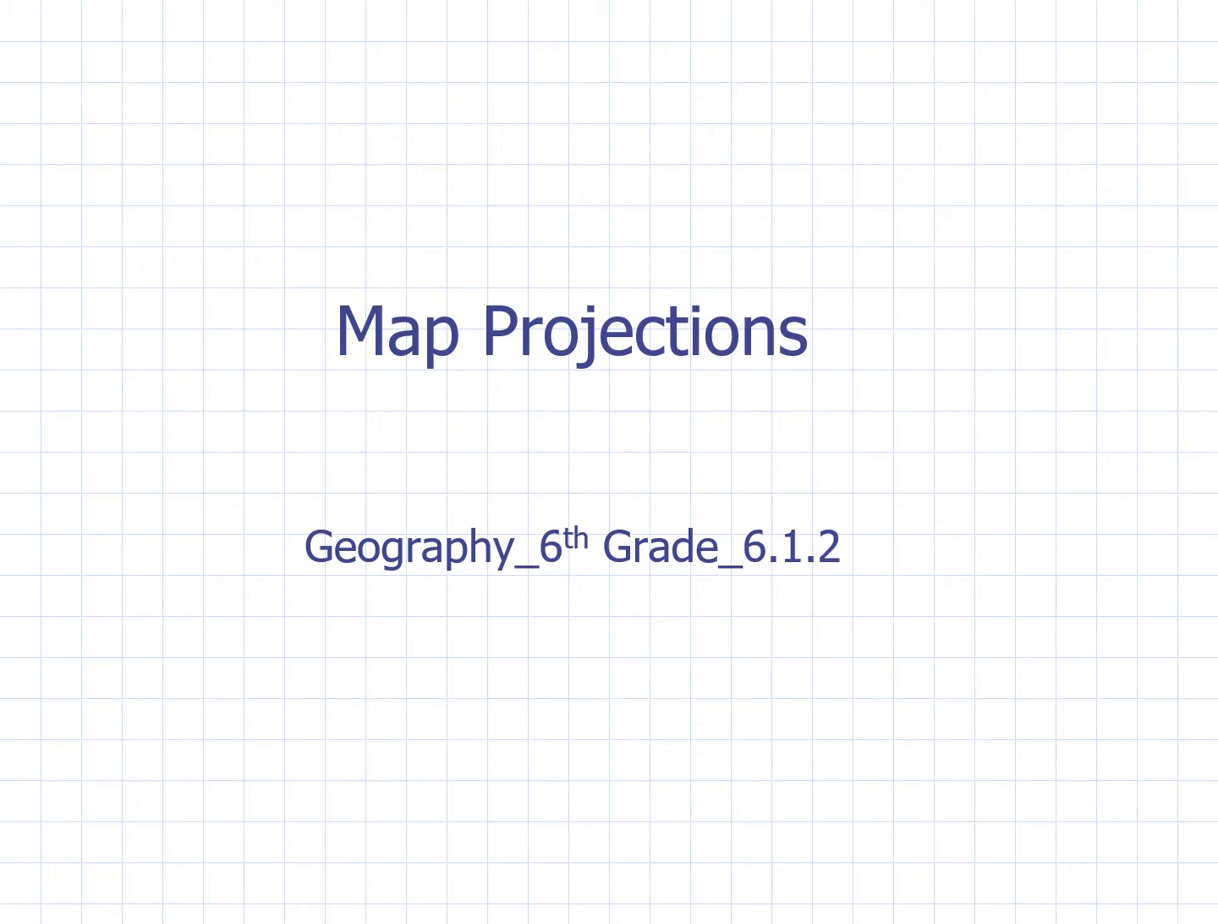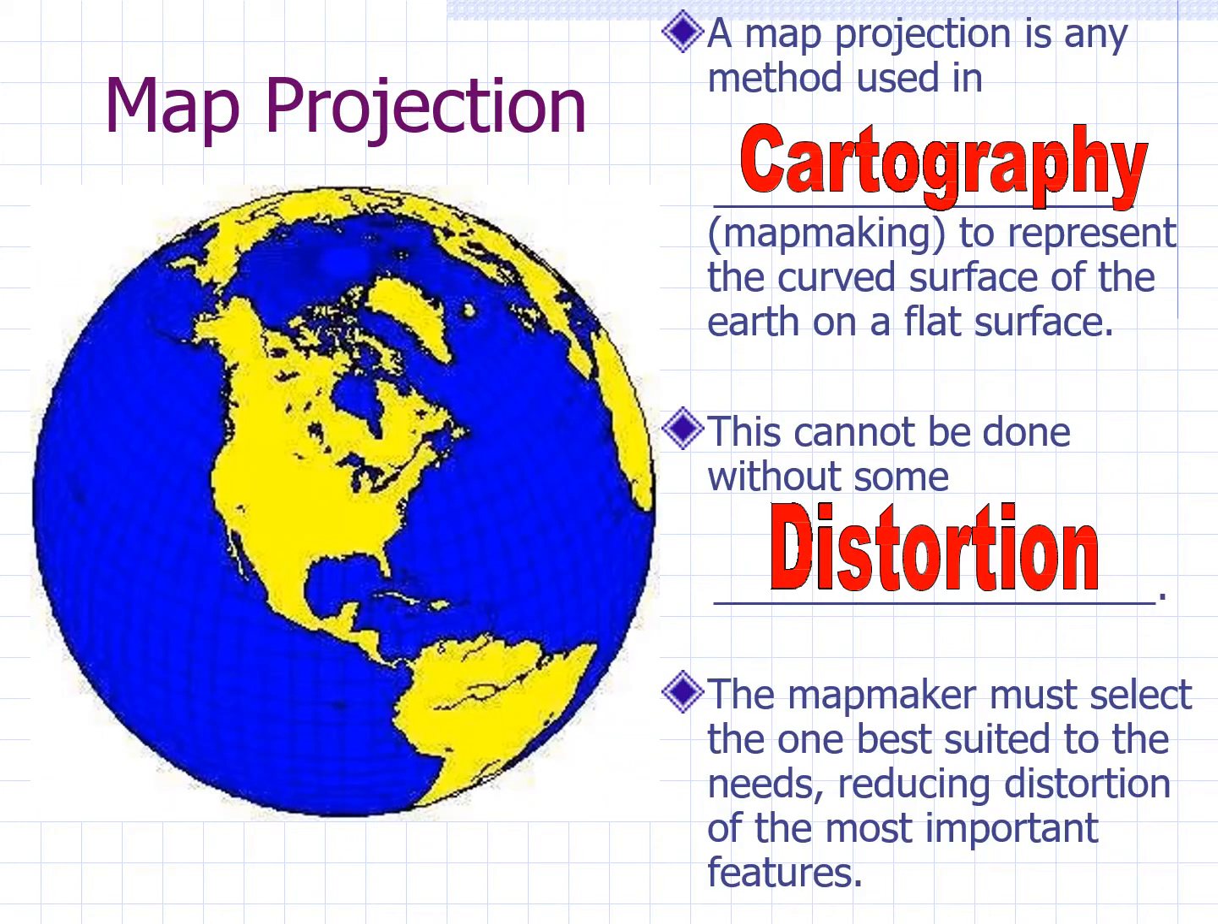Today's lesson is over map projections. A map projection is any method used in cartography to represent the curved surface of the Earth on a flat surface. This cannot be done without some distortion. The mapmaker must select the one best suited to the needs, reducing distortion of the most important features.